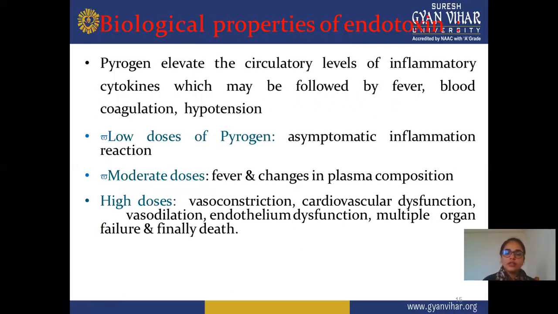Next is the biological property of endotoxin. Pyrogen elevates the circulatory level of inflammatory cytokines, which may be followed by fever, blood coagulation, and hypertension. These are the effects of this endotoxin. If you have low doses of a pyrogen, then an asymptomatic inflammatory reaction is observed. If it's a moderate dose, then fever and change in plasma composition occur. In a higher dose, there is vasoconstriction, cardiovascular dysfunction, vasodilation, endothelial dysfunction, multiple organ failure, and finally death. It means that according to the presence or concentration of this endotoxin, different symptoms are observed.